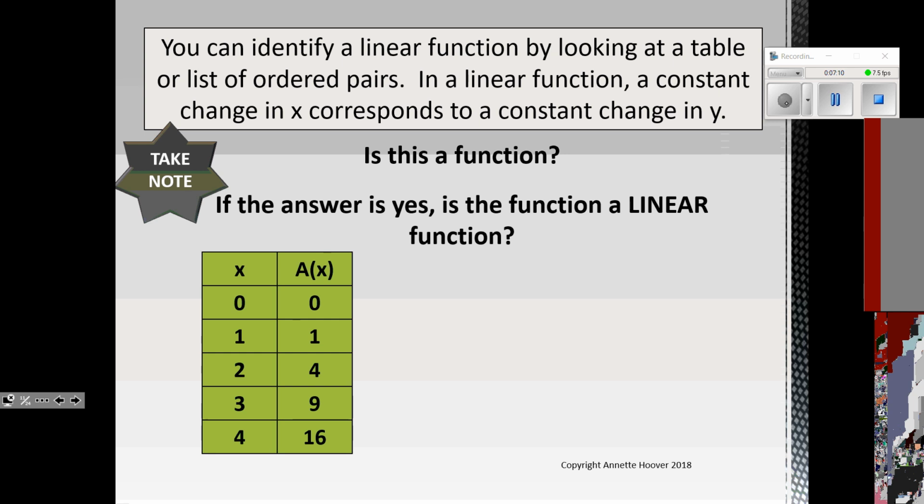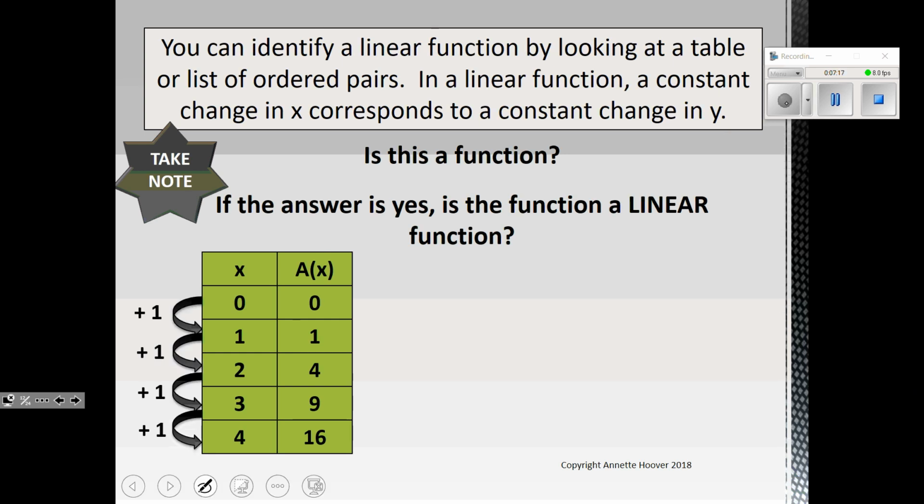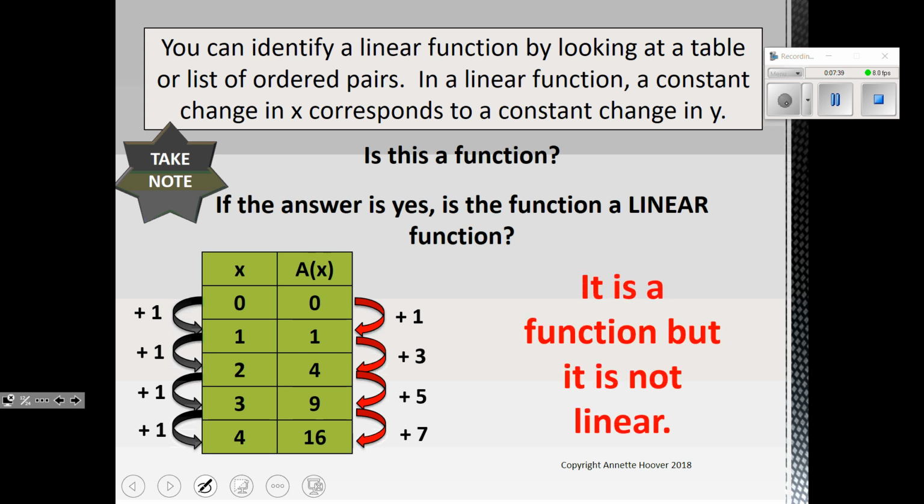Okay, again, our x values are very easy because each time it's up by 1. So it is a function because the x never repeats. Let's look at the change in the y's. 0 to 1 is plus 1. 1 to 4 is plus 3. At this point, I don't even really have to go any farther because it's not a constant change. It's not the same number being added each time. So this is a function because the x did not repeat, but it would not be linear if you were to graph it.